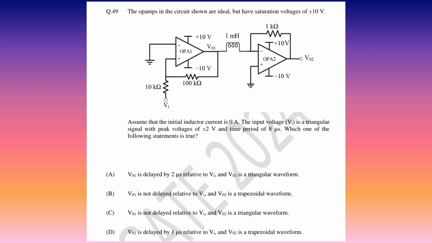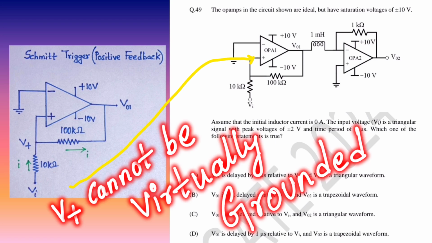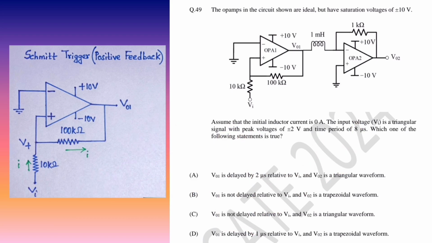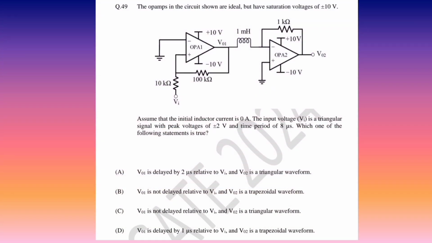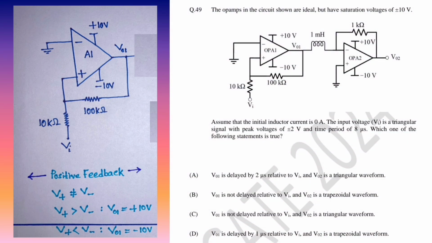So before starting that, one thing I need to tell you is that if you look at op amp A1, you are seeing that it is connected in positive feedback. There is no negative feedback. If an op amp is connected in positive feedback, then there is no question that the error should be 0. What I am trying to say is that the difference of the voltages between the non-inverting terminal and the inverting terminal of op amp A1 should not be equal to 0. They should not match with each other. But if it is a negative feedback, then there is a possibility that both the voltages will be equal. And if both the voltages are not equal, then the op amp is going to saturate.